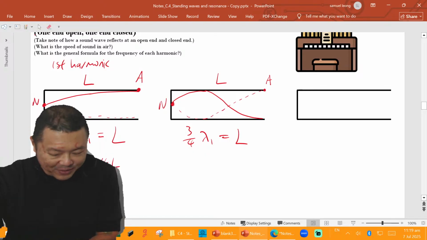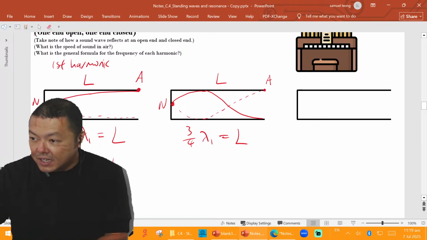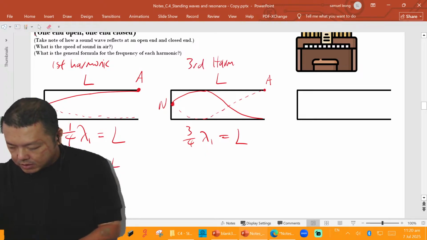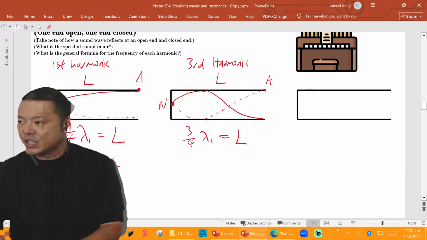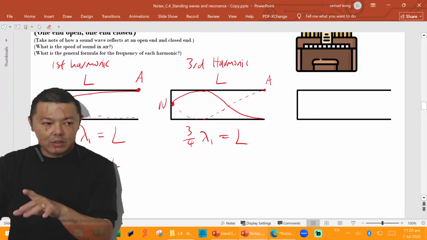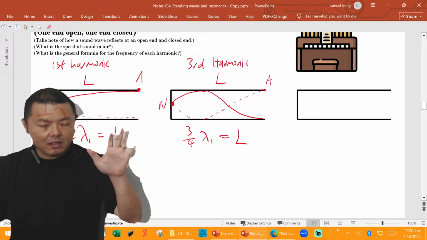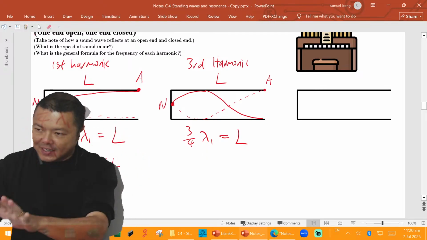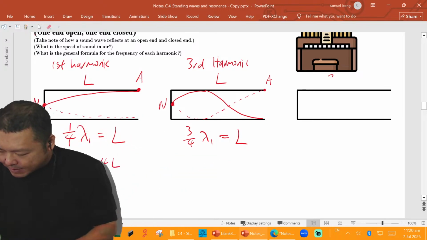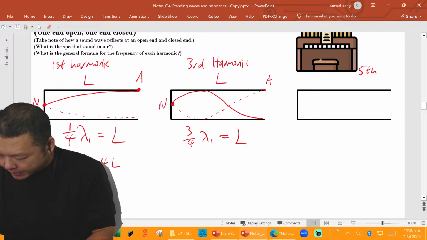Listen very closely. This is the third harmonic. There is no second. Now, in the new syllabus, IB recognizes it as first, third, fifth. So the next harmonic is the fifth harmonic.